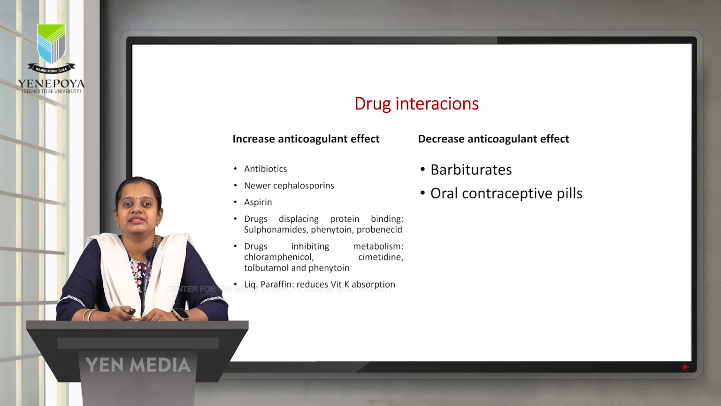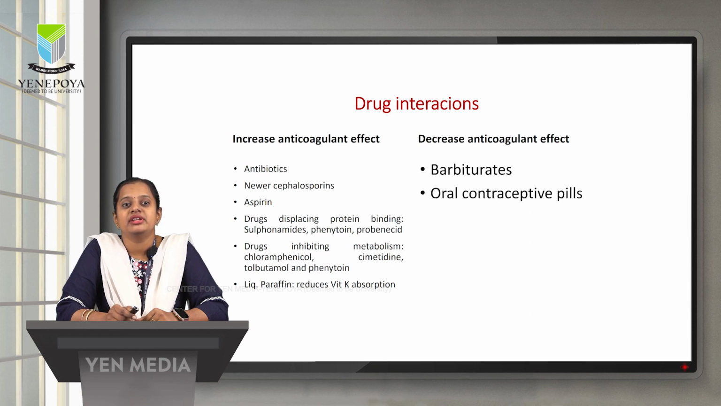These drugs will replace the warfarin in the plasma albumin, and so warfarin will come out of the albumin, and free warfarin levels in the blood will increase. So when the free warfarin level is increased in the blood, anticoagulant action also will be more. And the drugs inhibiting the metabolism, such as chloramphenicol, cimetidine, tolbutamide and phenytoin.